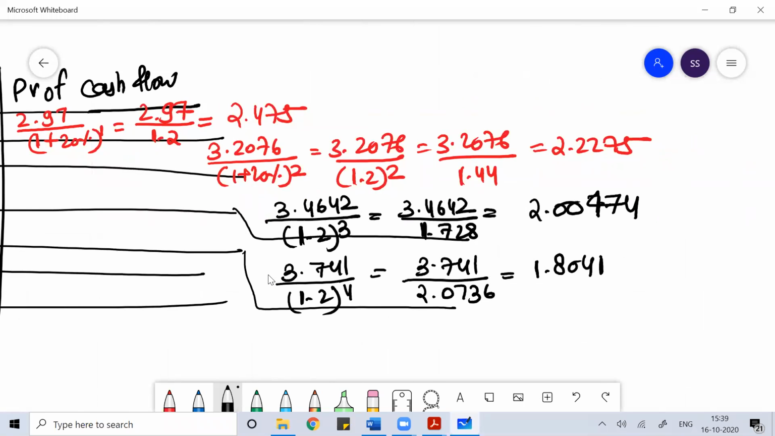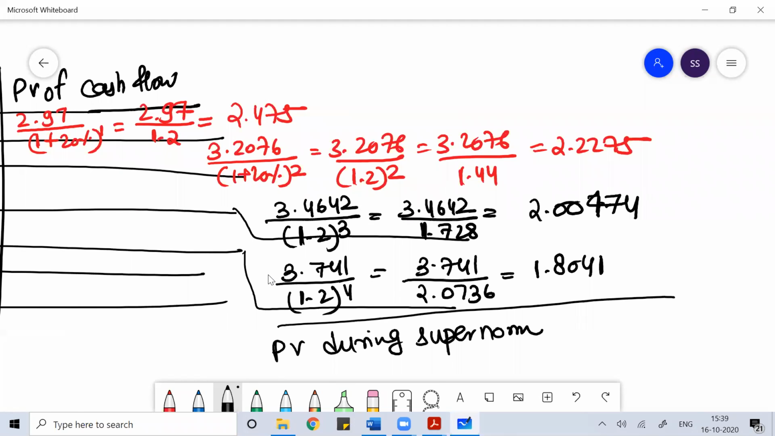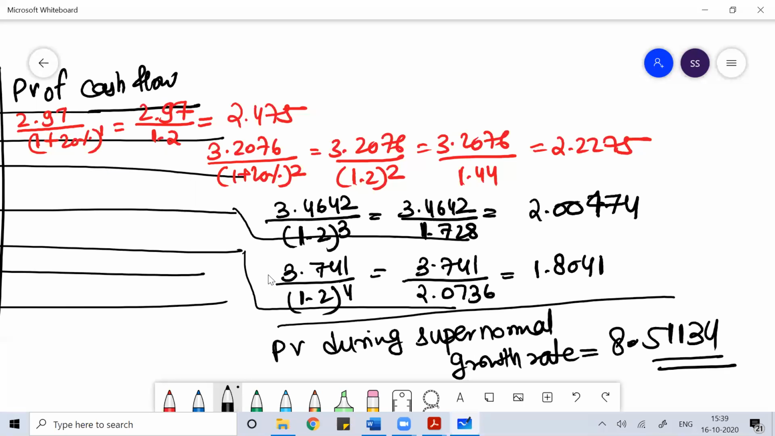So for the time period for which the company was growing at 8% growth rate, that was the supernormal growth rate time. So the present value during supernormal growth rate, you can find the present value. This 1.8041 plus 2.00474 plus 2.2275 plus 2.475. So how much you'll get? You'll get 8.51134. 1, 2, 3, 4, 5 years.